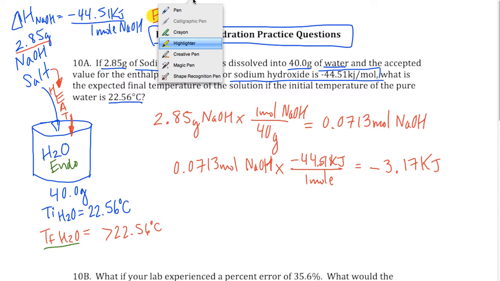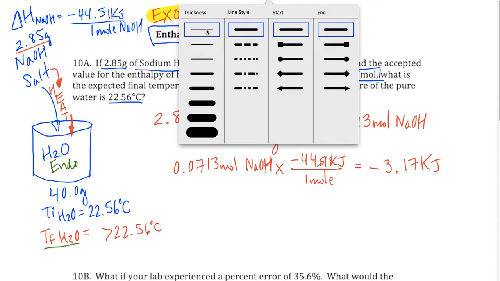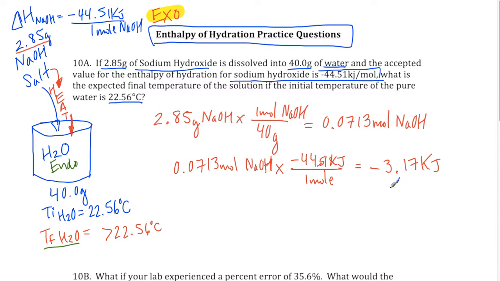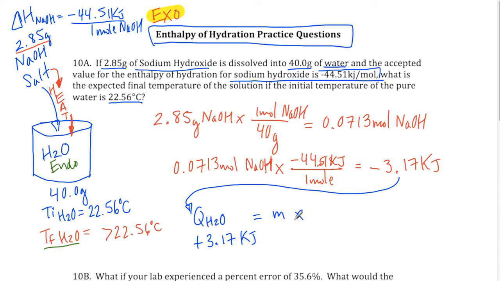So what we do is we change the sign. If the water went through an endo process, then this is now the Q of the water, but it's a positive 3.17 kilojoules. I can't use kilojoules in my Q equation, because my C value for water, and I know that I have 40 grams of water, my C value of the water is 4.184 joules per gram times degree C. So I'm in joules, so I need this to be in joules as well.